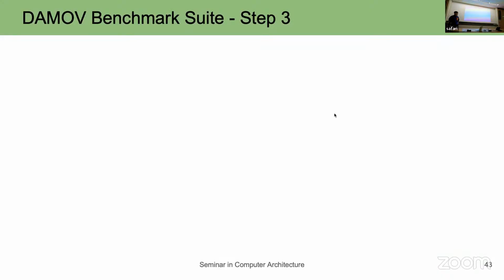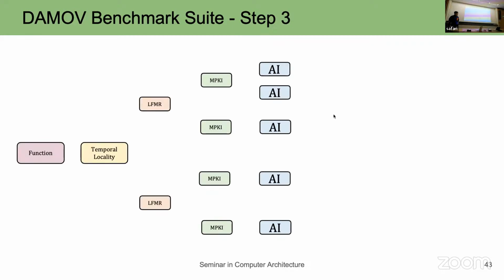Then we used the results from the scalability analysis, so from the last to first miss ratio, the misses per kilo instructions, and the arithmetic intensity, to build this decision tree.